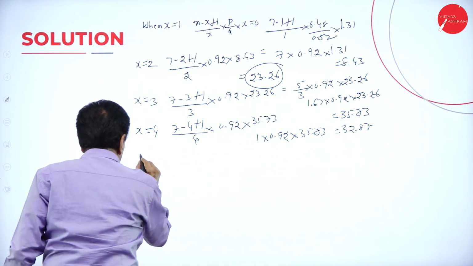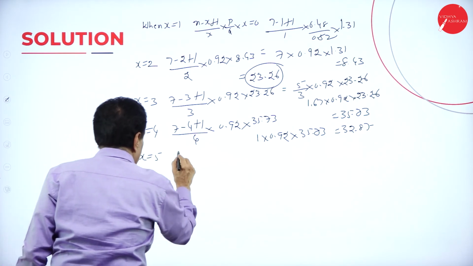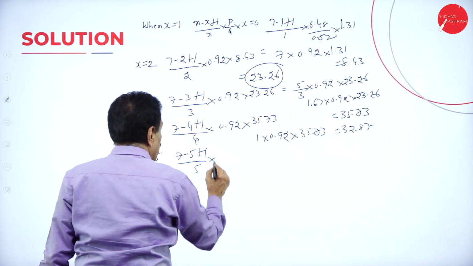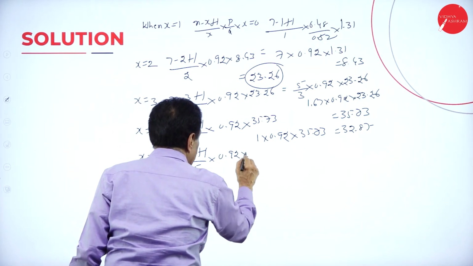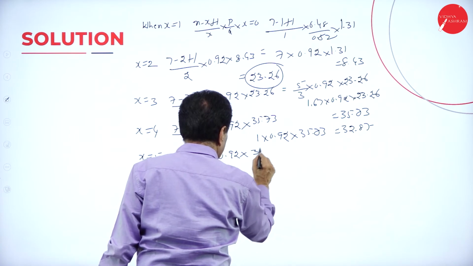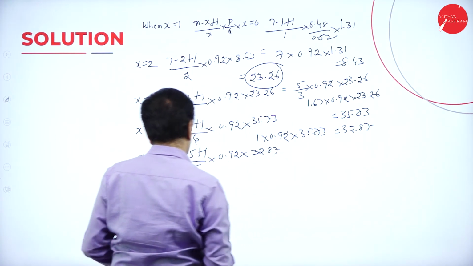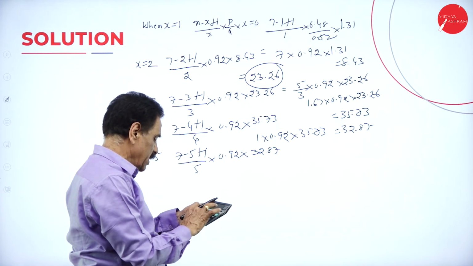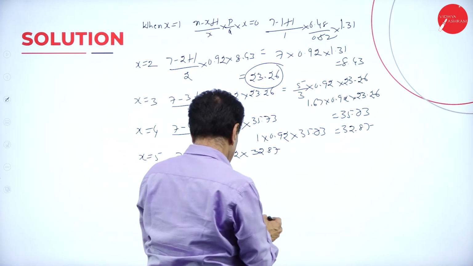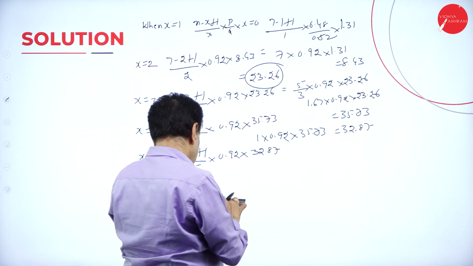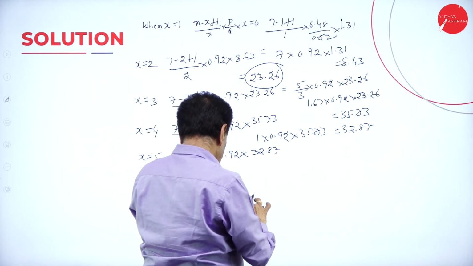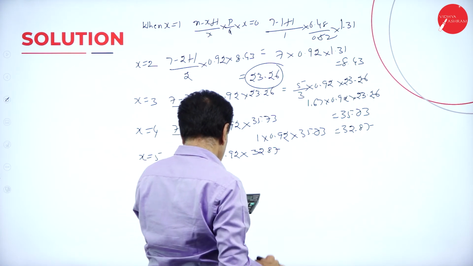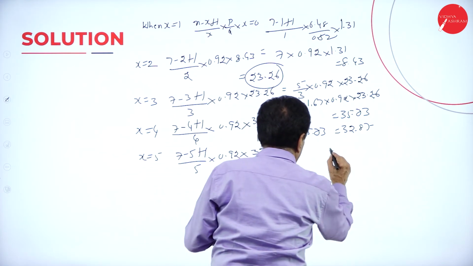When x is equal to 5, 7 minus 5 plus 1 divided by 5, 0.92 into 32.87. 7 minus 5 is 2 plus 1, 3 divided by 5, 0.6 into 0.92 into 32.87 is 18.14.